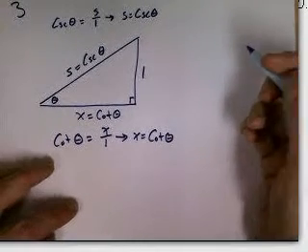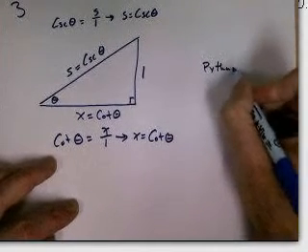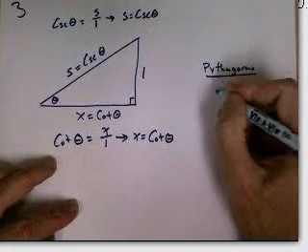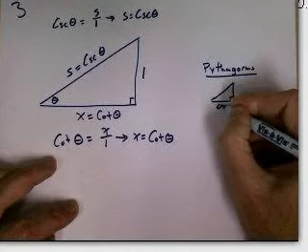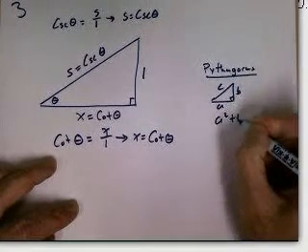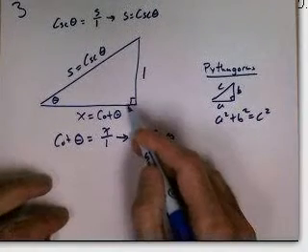Now, what does our buddy Pythagoras tell us? Well, Pythagoras tells us that in any right triangle, if you have two sides, length a and b, and a hypotenuse of length c, then a squared plus b squared will have to be c squared. Okay? So what does Pythagoras tell us about this triangle?